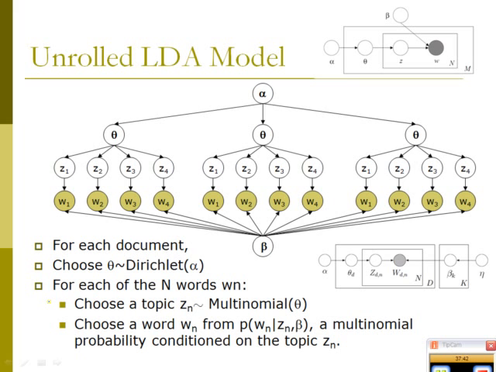The other idea is to try not to sample theta. Why don't I compile away theta? Why don't I just compile theta out? Okay, how do I compile theta out? Well, I can compile theta out if I just remove theta and put links from alpha to all the z's.